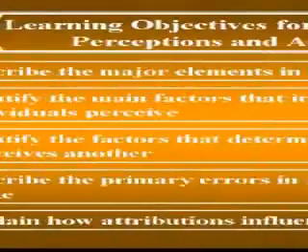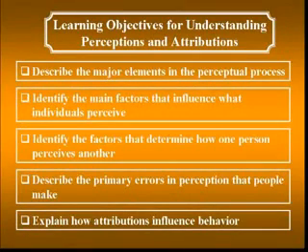This is the third in our lecture series, and today we're going to talk about perception and attributions in organizational behavior. What do we mean when we talk about perception and attributions? Well, in this video, we're going to describe the elements of the perceptual process. We're going to look at the main factors that influence what individuals perceive. We're going to identify factors that determine how a person perceives another. And we're going to look at the primary errors in perception that people have. And then finally, we're going to wrap it up by explaining the attributions that influence behavior.